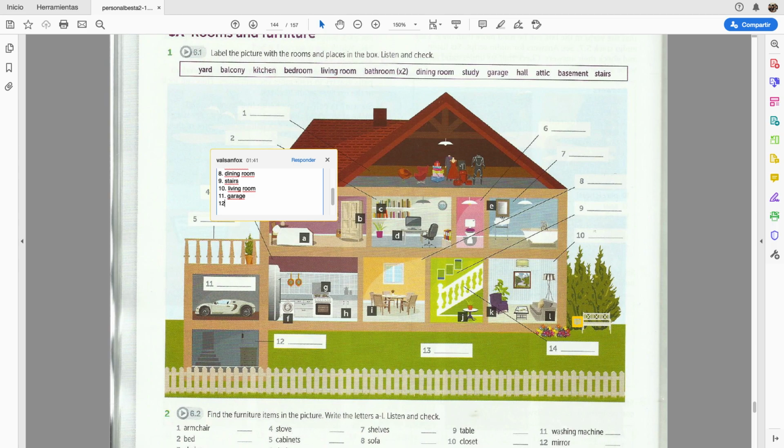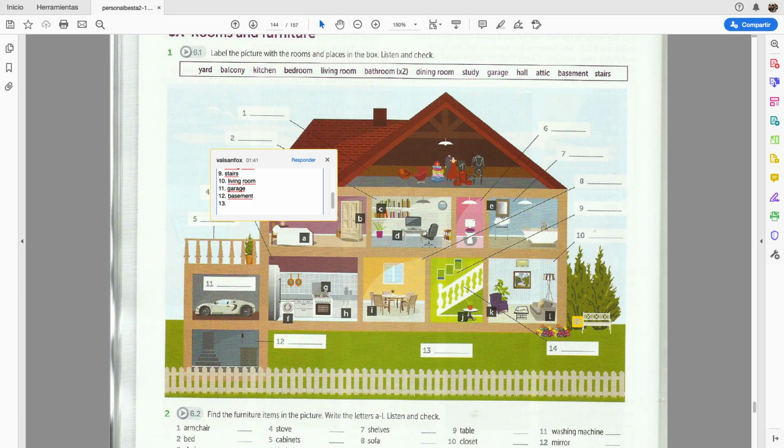In number 12, that's somewhere where you usually put all things, or some people have, for example, the laundry there, and that is called a basement.